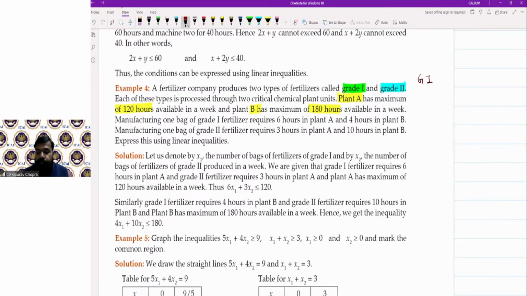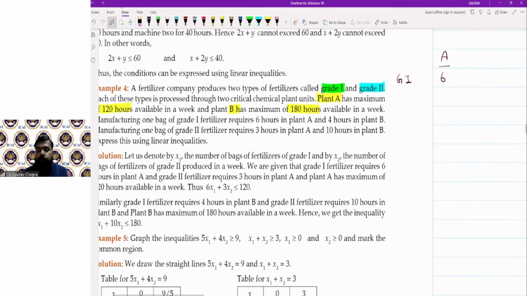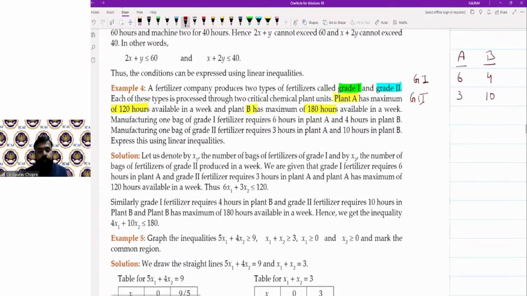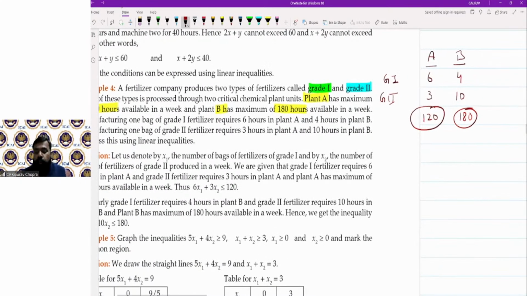Now manufacturing one bag of grade 1 requires, if we want to make a bag of grade 1, how much time will it take? 6 hours in plant A and 4 hours in plant B. For grade 2, it requires 3 hours in plant A and 10 hours in plant B. And also we can write the limit: 120 hours for A, 180 for B. This is the limit. Now, according to this limit, form the inequalities.